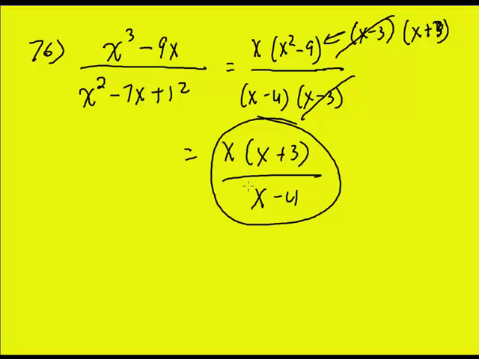You want to leave this in a factored form because it gives you a lot of information. Just by looking at this, I can tell you that if you were to graph this, it's going to cross the x-axis at 0. It's going to cross the x-axis at negative 3. It's going to have a vertical asymptote at 4. Just by looking at it. So that's why you want to leave everything in a factored form.